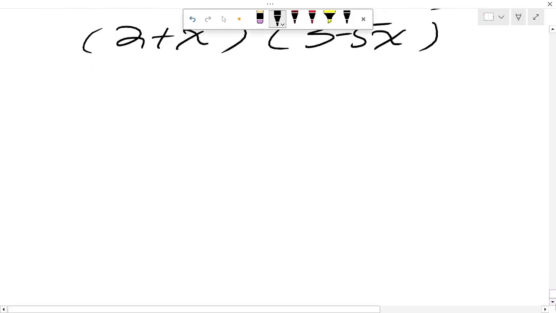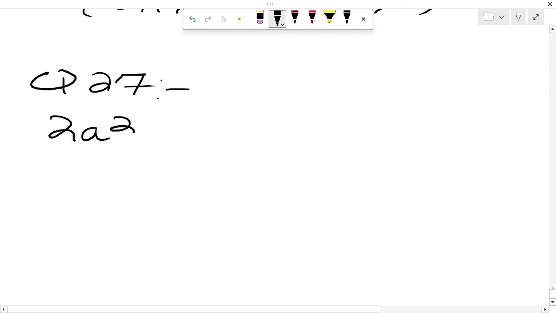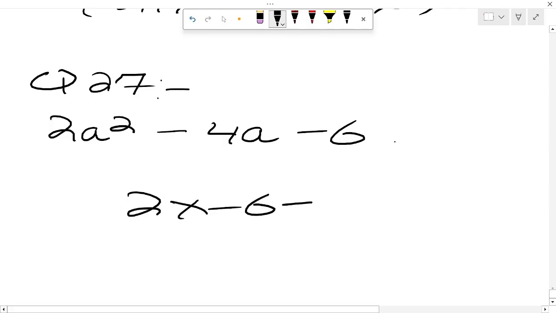Now let's move on to the last question of the exercise. Let's go to question number 27. Question number 27 states 2a squared minus 4a, and subtract it from 6. Now what do we need to do? Let's take 2. Let's multiply that with 6. That's 12. That's negative 12. Now I'll just take the factors of negative 12.